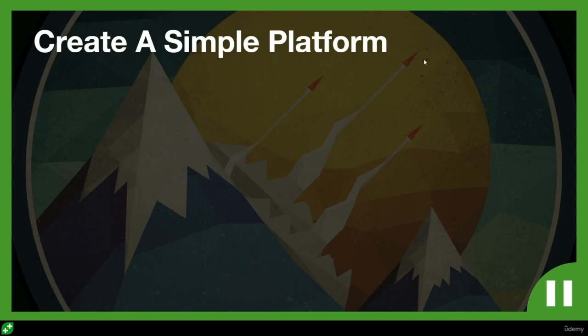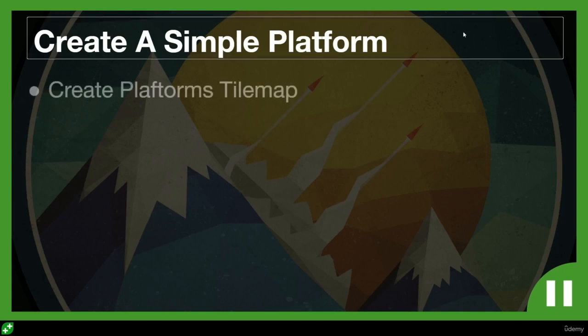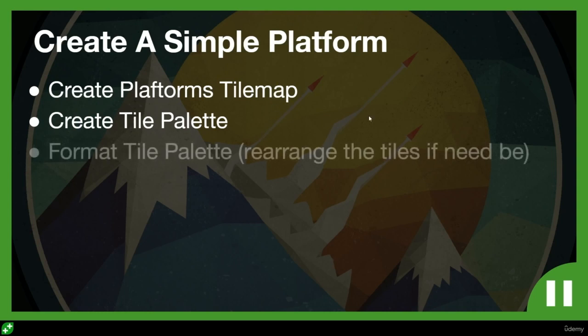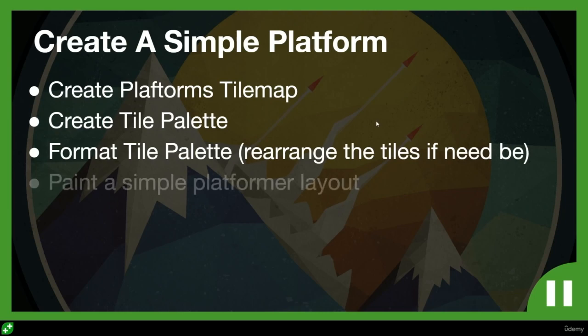We'll be going through this flow, which is also our challenge for this lecture, creating a simple platform. First of all, we need to create a platforms tile map. What I mean by platforms is the things that the player runs around and jumps on, the actual platforms. And then we need to be creating a tile palette to paint onto the tile map. We need to format our tile palette, rearrange things a little bit if we need to, particularly to flip the things that we've only got, say, a left side of in our assets. We need a right side as well, and then we'll paint just a very simple platformer layout.